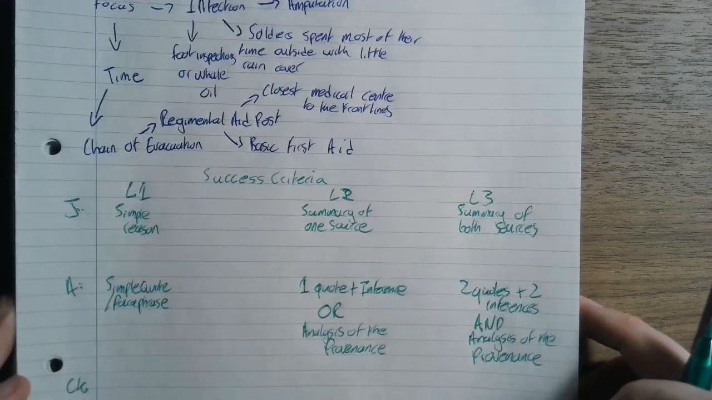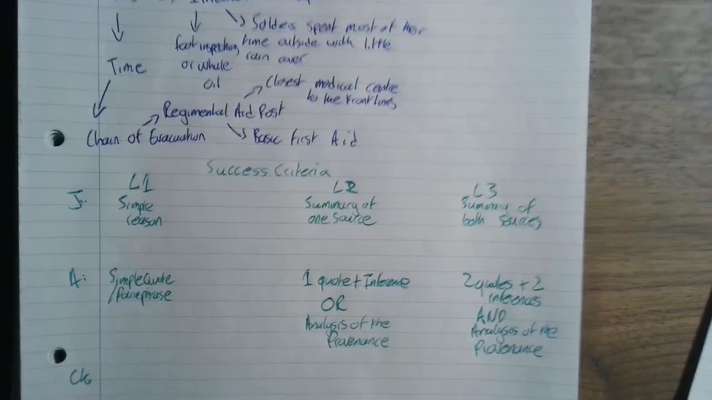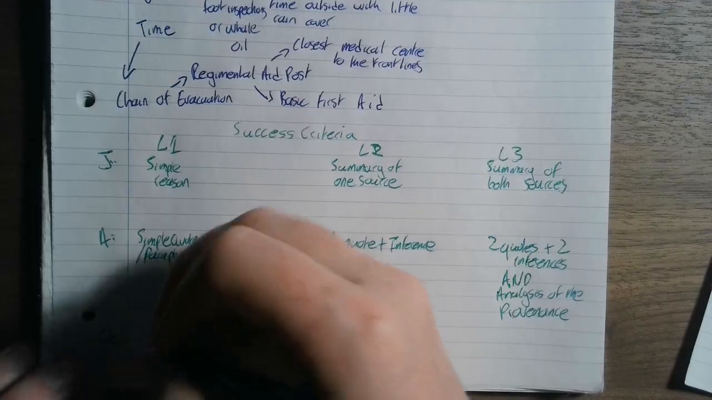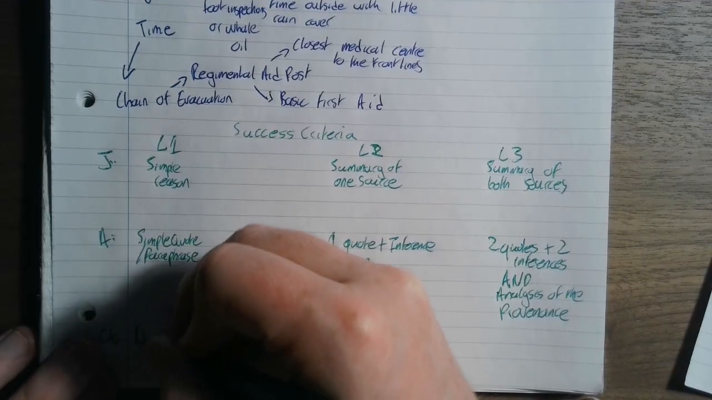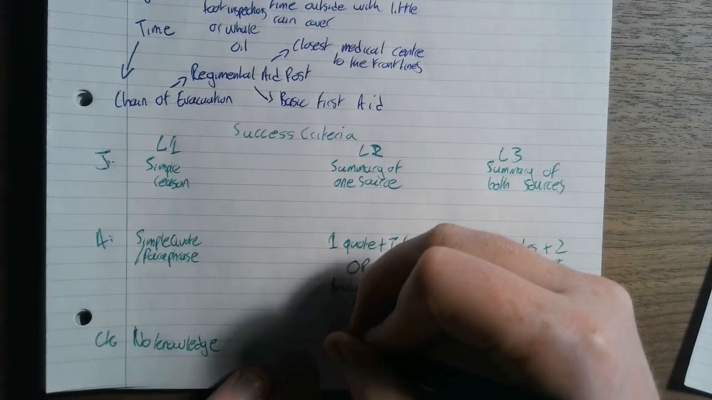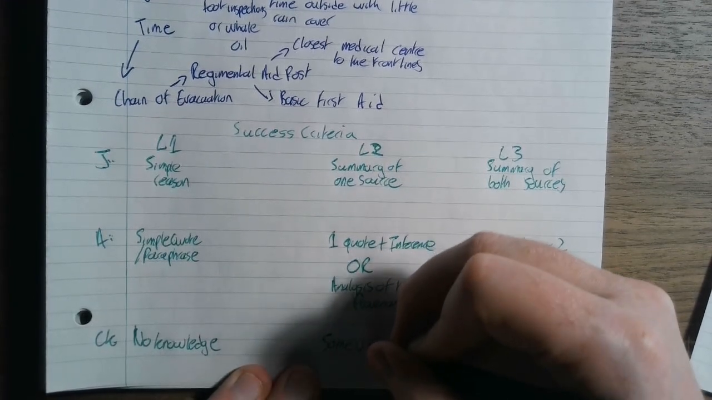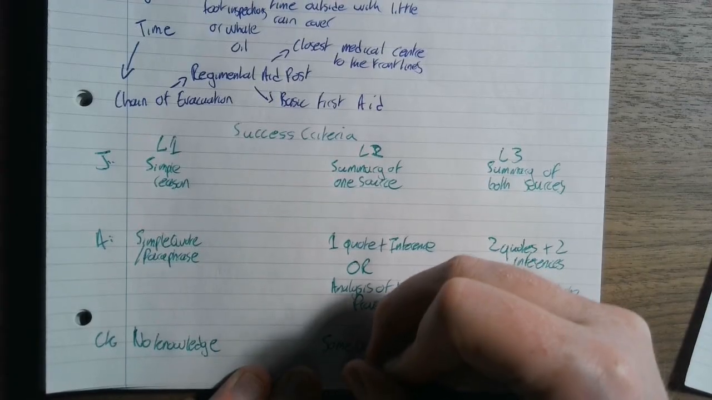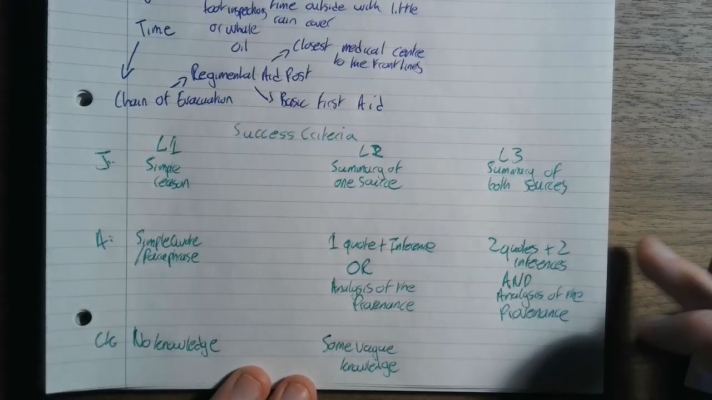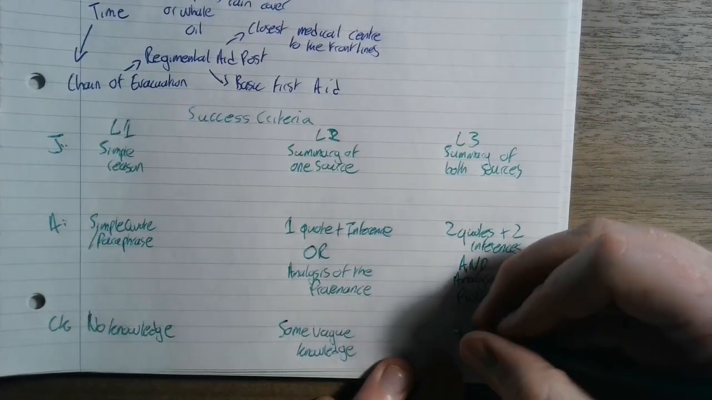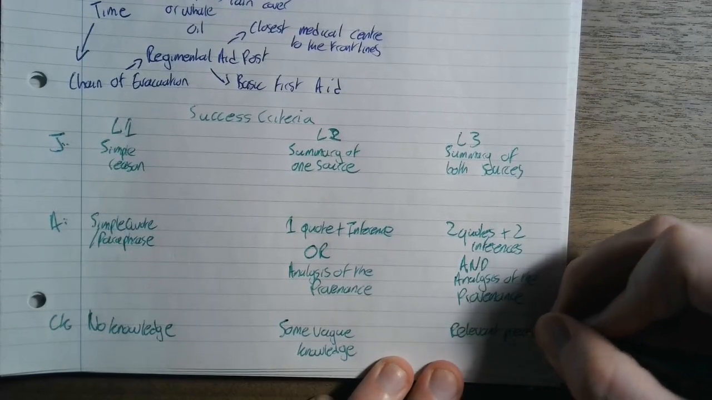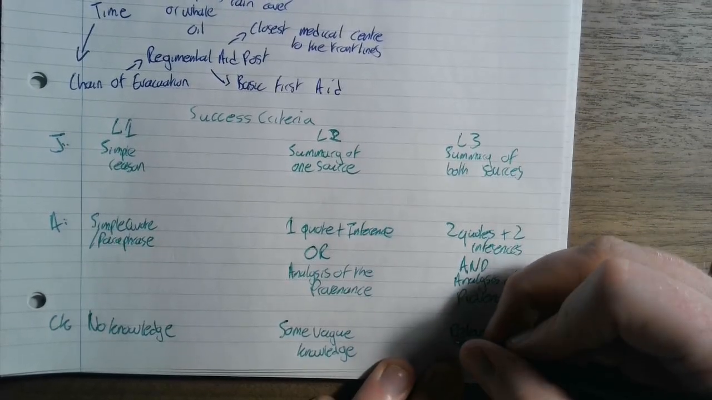And then finally, when we're having a look at subject knowledge, I'll just move my camera down here ever so slightly. Level 1 is no knowledge. There's no relevant knowledge. For level 2, we have some vague knowledge. Maybe the top end of level 2 would be have some knowledge about one of the sources. And then for level 3, relevant, precise, contextual knowledge.